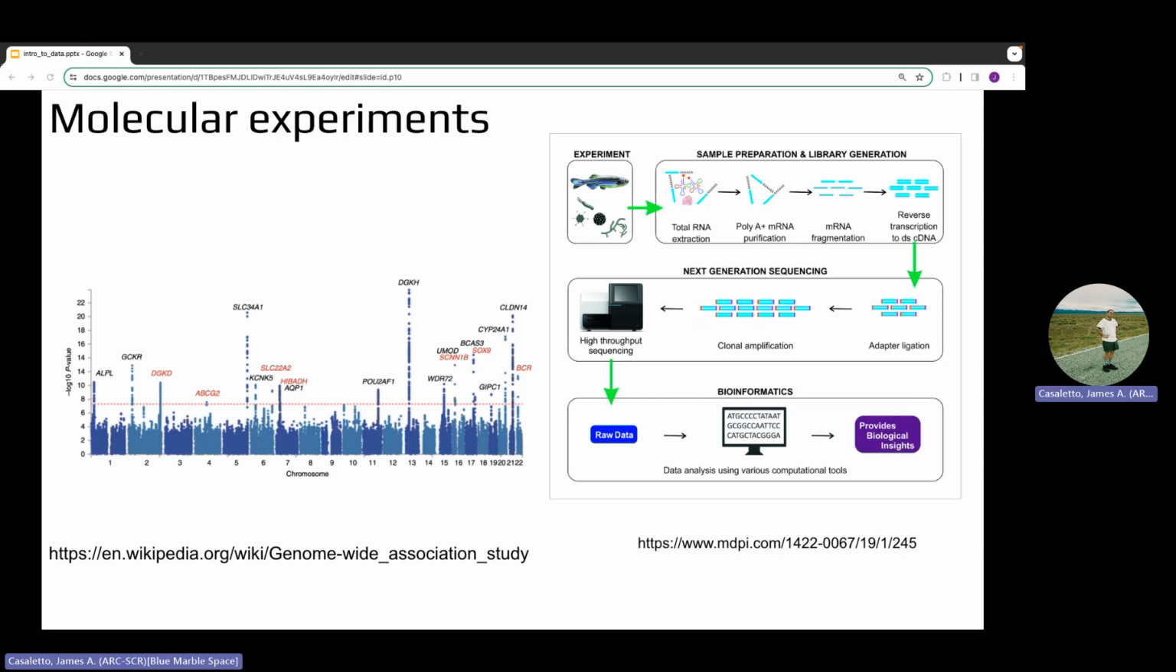Other molecular experiments not shown in this slide include mass spectrometry, which uses ion beams to identify and quantify protein molecules in a biological sample, providing a snapshot of the proteins transcribed in that tissue at that point in time.